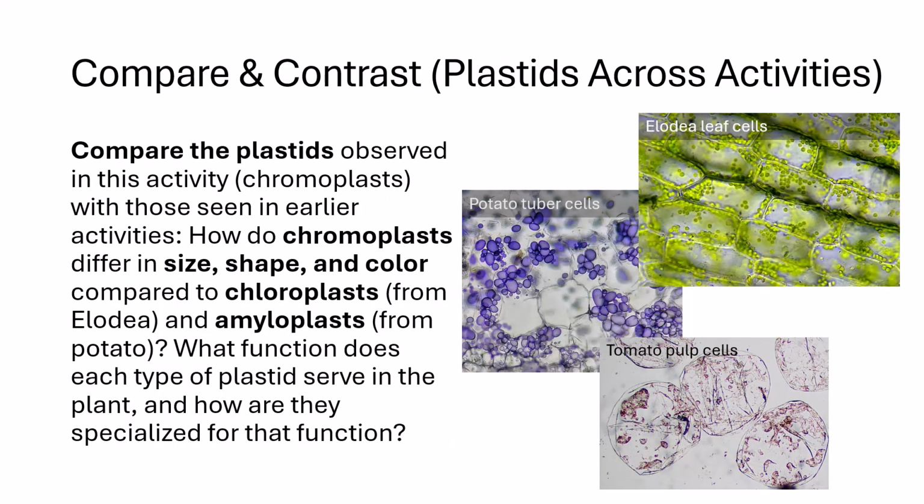This is a great place to connect the lab activities together. In Elodea, you observed chloroplasts, which are green and specialized for photosynthesis. In potato cells, you observed amyloplasts, which are starch-storing plastids that stained dark purple with iodine. And now in tomato pulp, you observed chromoplasts, which store pigments like lycopene and contribute to fruit color. Even though these are all plastids, they are specialized for very different functions depending on the tissue and the needs of the plant. Note how they all differ in color, appearance, and function in your lab notebook. Go ahead and pause the video now.